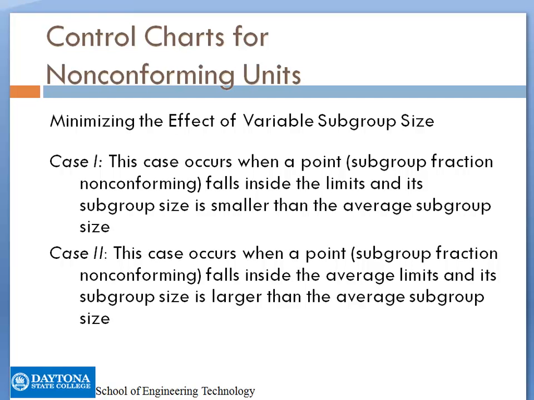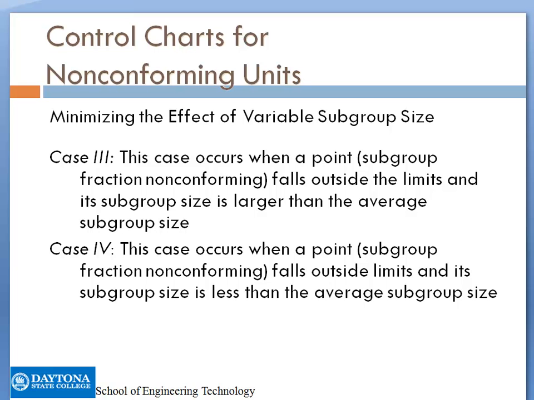Case number 2 occurs when a point falls inside the average limit and its subgroup size is larger than the average subgroup size. At this point, it seems that the point is beyond the individual control limit, so we have an out of control situation in this case.